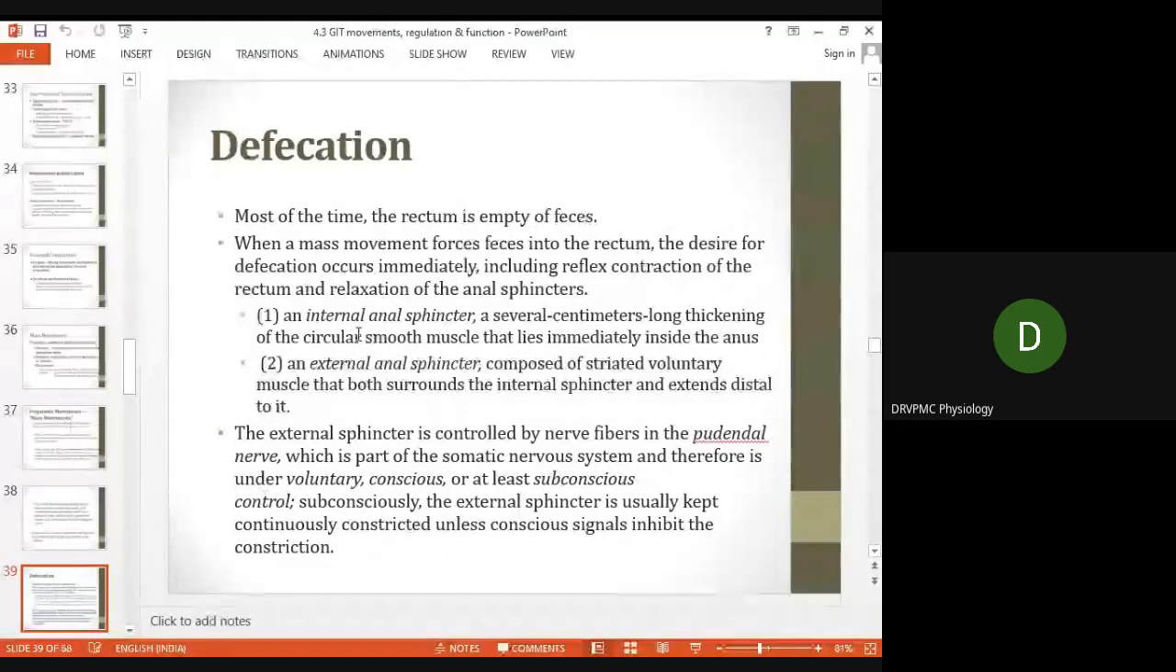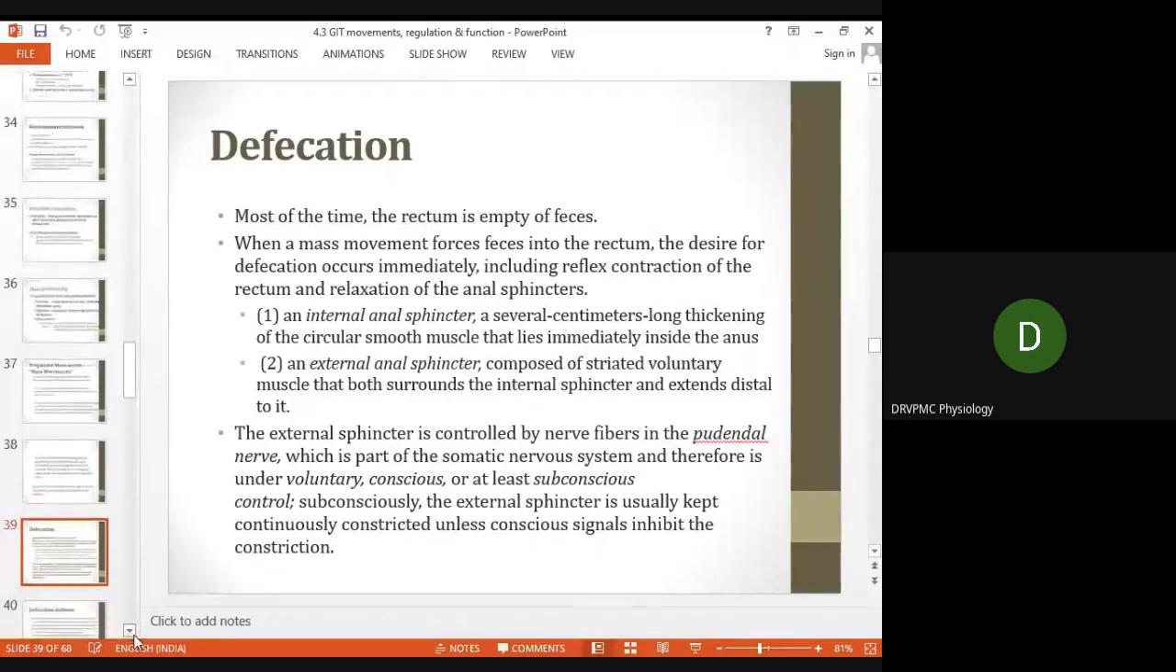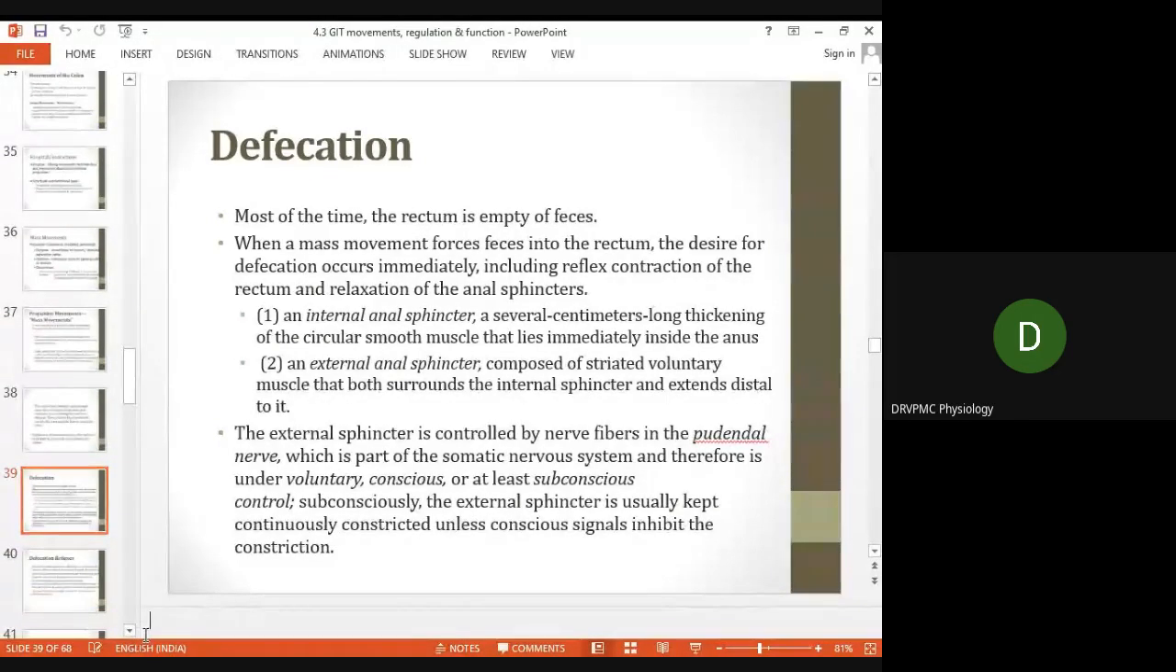Internal anal sphincter is not under conscious control. External anal sphincter is under voluntary control. Subconsciously, the external sphincter is usually kept continuously constricted unless conscious signals inhibit the constriction. If the conditions are favorable, the external anal sphincter will relax and defecation will occur.